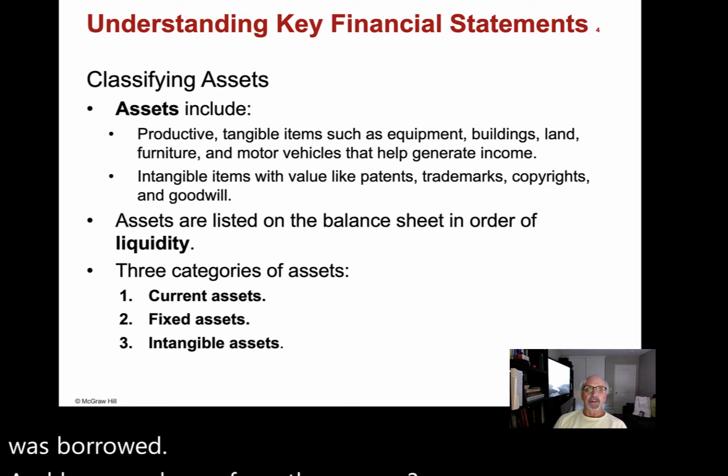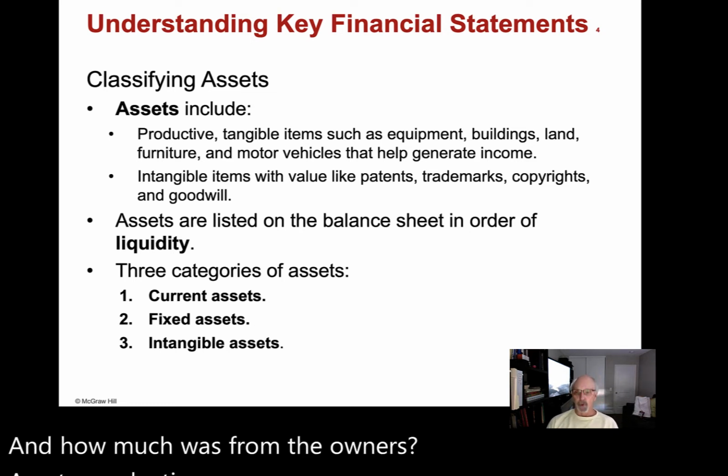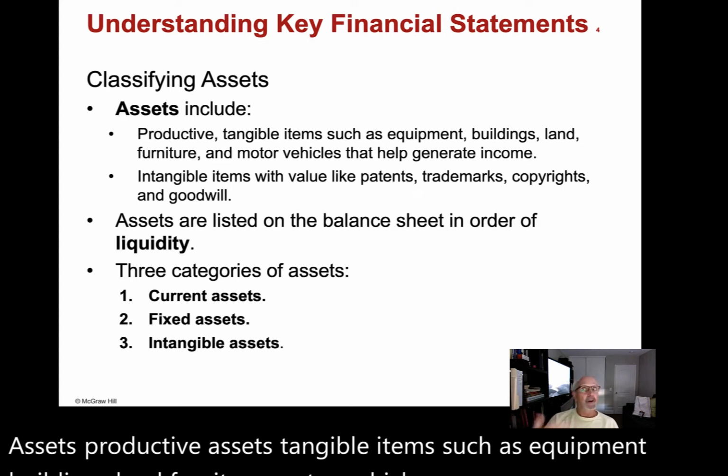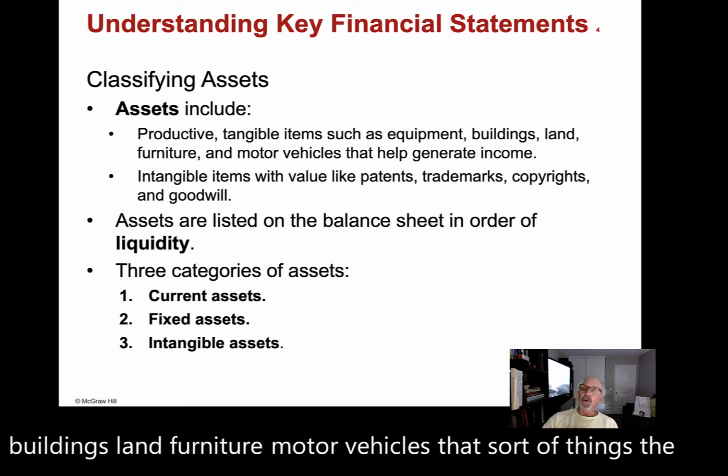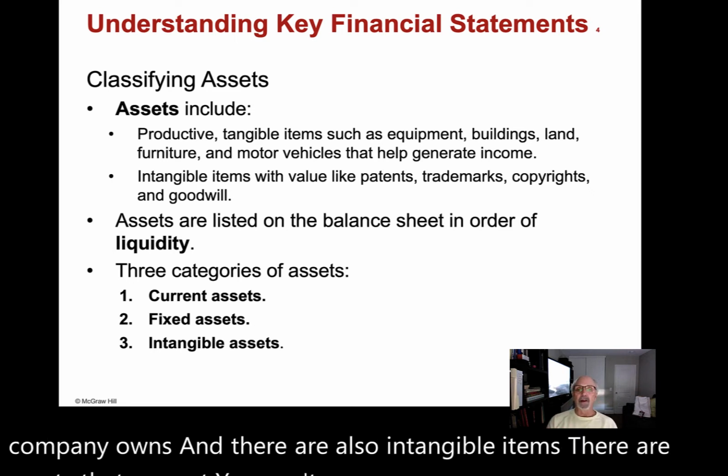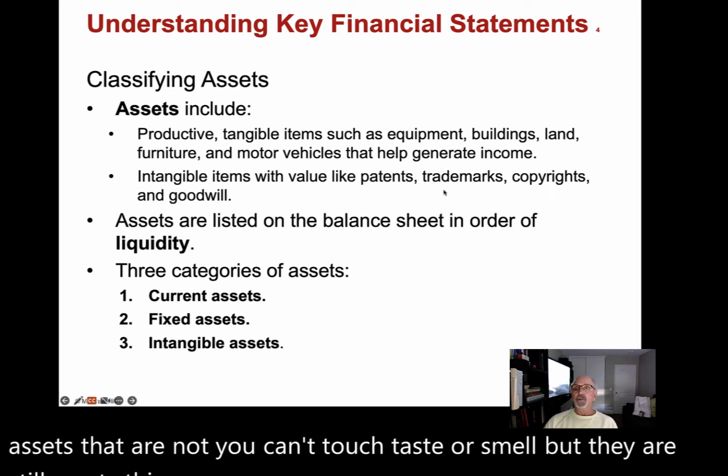Assets are productive assets, tangible items such as equipment, buildings, land, furniture, motor vehicles, that sort of thing the company owns. And there are also intangible items. There are assets that you can't touch, taste, or smell, but they are still assets. Things like patents, trademarks, copyrights, and goodwill.